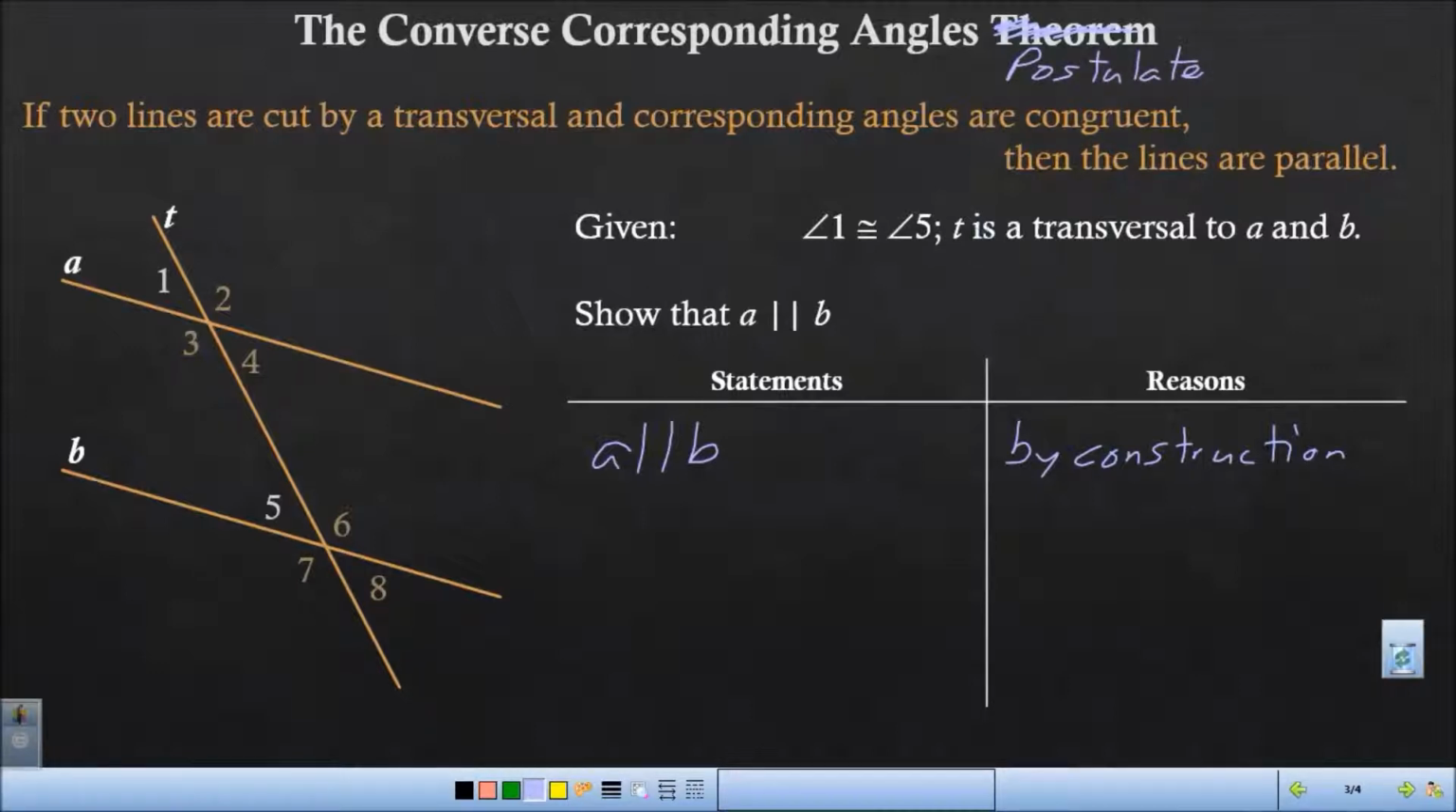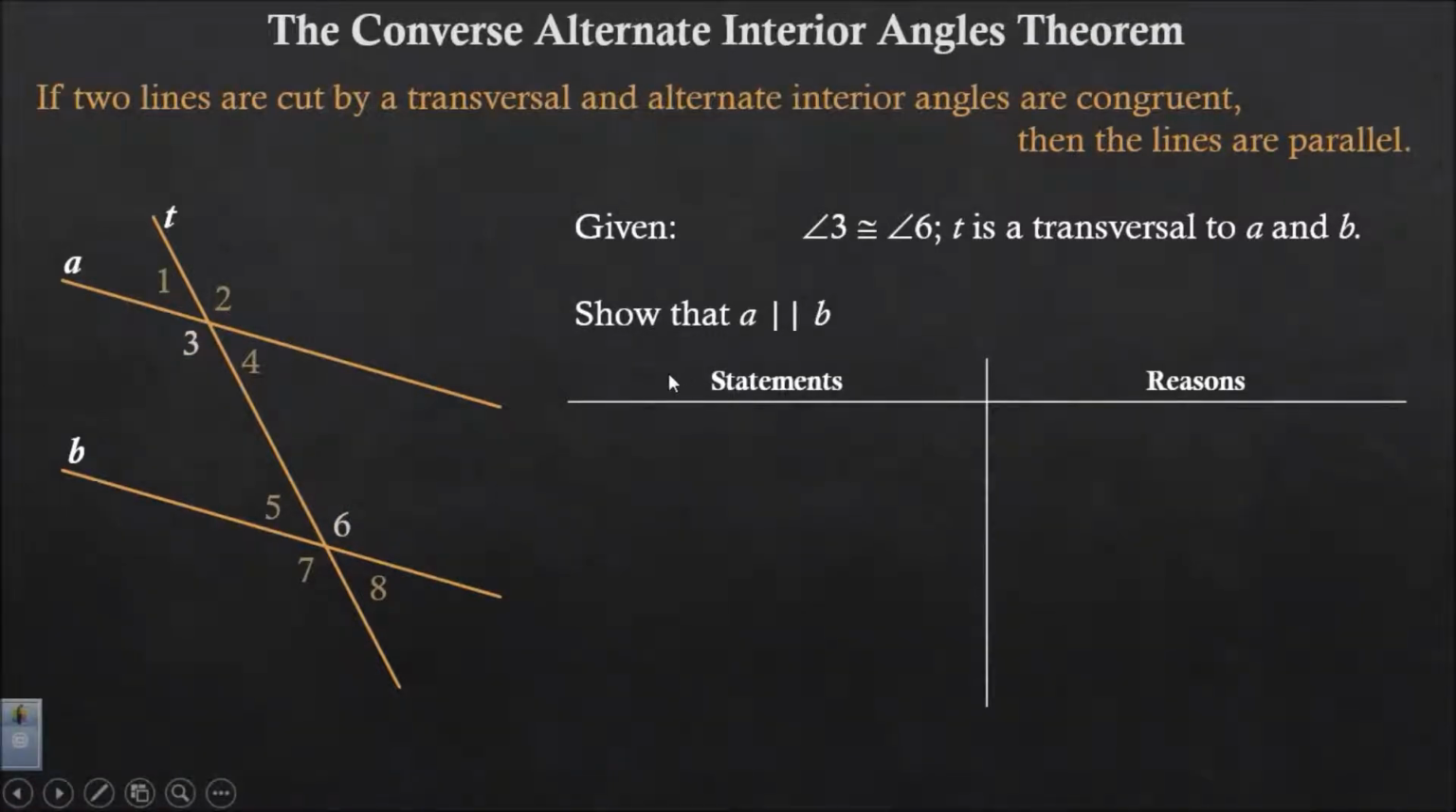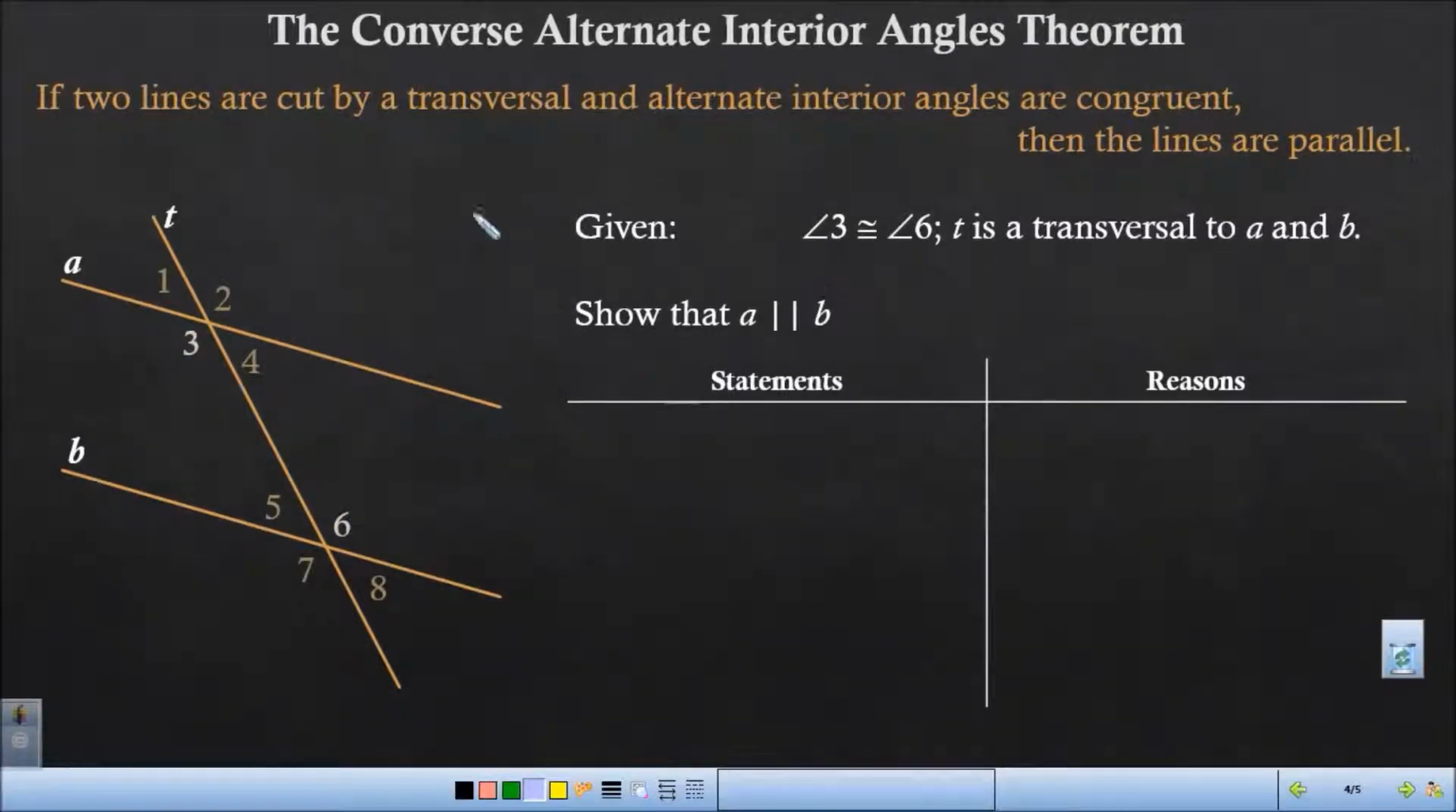Alright, let's have a look at the other ones which we can actually prove. Now here's the deal. Just like before, we are only allowed to use the converse corresponding angles theorem, the vertical angles theorem, and the linear pair theorem, which is in some books called the supplement theorem. This is actually an extension of the supplement theorem saying that linear pairs sum to 180 degrees. So this is a theorem that we made up for class.